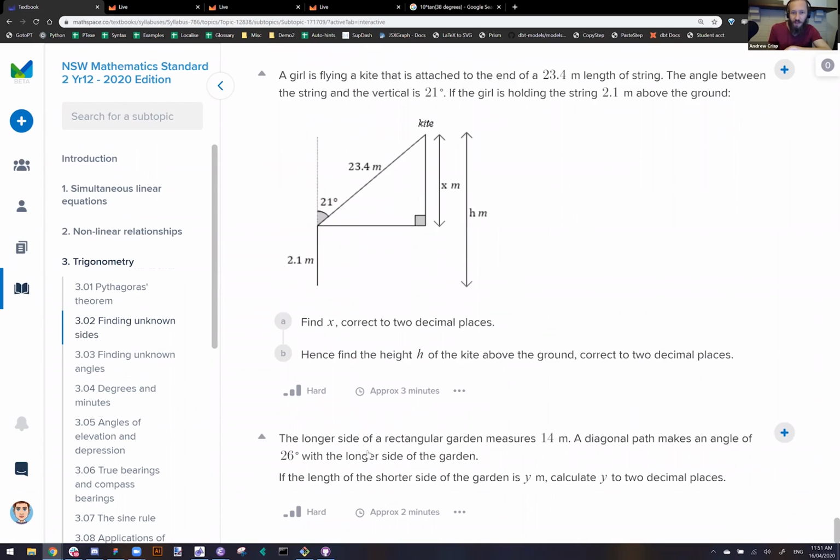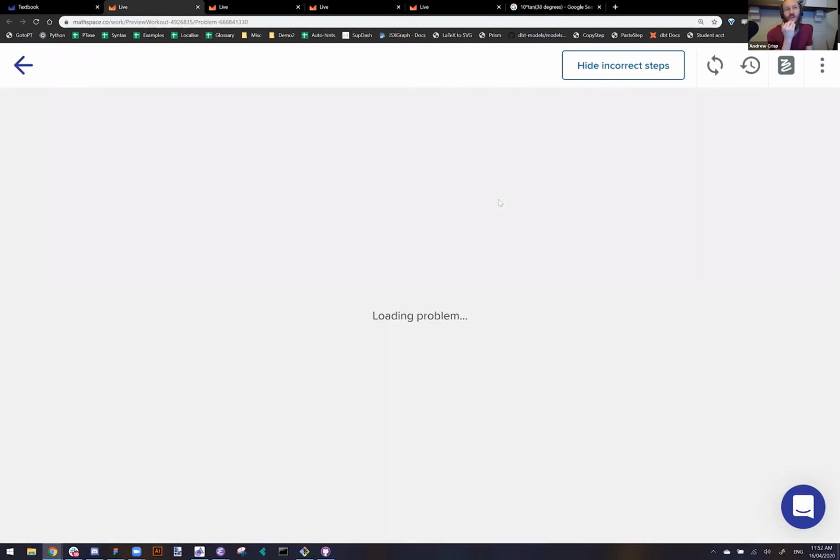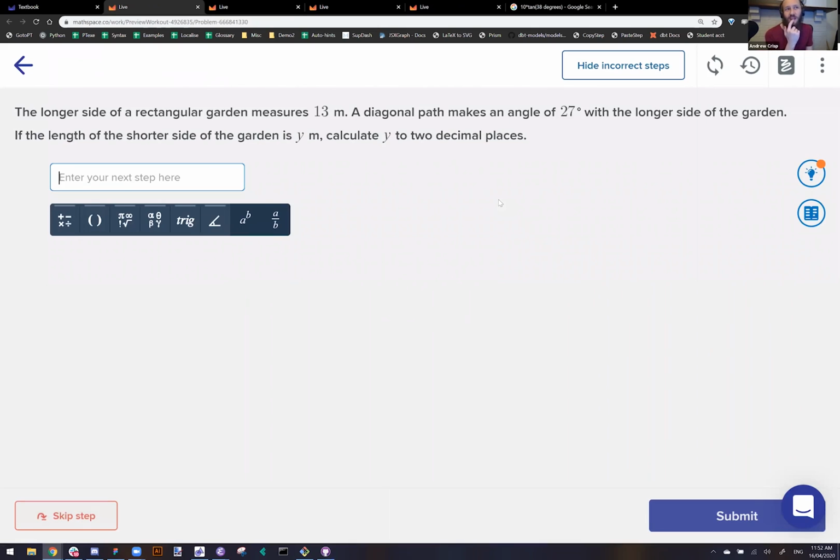Okay, let's do this one. So what's tricky about this one is that you don't get a triangle. There's nothing drawn for you. So all we got to do here is draw the triangle and then figure out what kind of thing we're going to use. So what I'm going to do is, I know it's about triangles, along the side of a rectangular garden, a diagonal path. Okay, let's get it started.